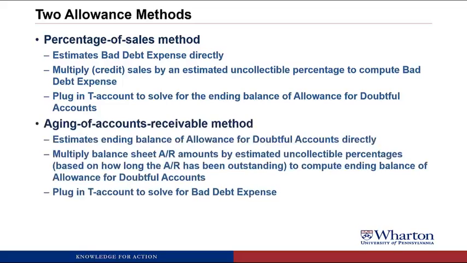The other method is a balance sheet approach where you estimate the ending balance of allowance for doubtful accounts directly. What we're going to do here is multiply balance sheet accounts receivable amounts at the end of the year by estimated uncollectible percentages. So the percent of accounts receivable we expect not to collect in cash. But it's called aging because we're going to do it based on how long the accounts receivable have been outstanding. So there'll be different percentages for those that are under 30 days, those that are 30 to 60, 60 to 90, and so forth. That's going to give us the ending balance of allowance for doubtful accounts, and then we'll plug in our T accounts to solve for bad debt expense.